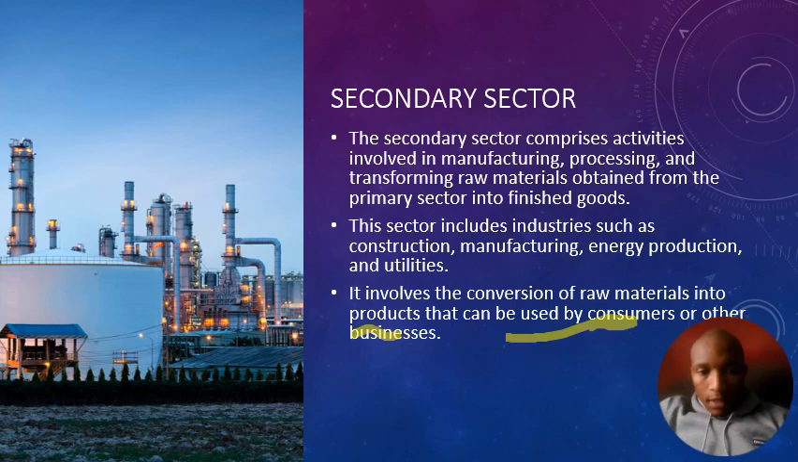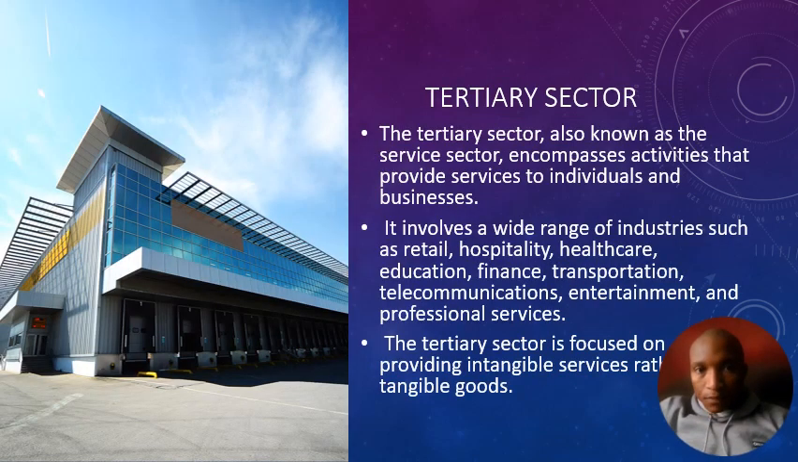Then we move to the tertiary sector. The tertiary sector is also known as the service sector. We know that we have goods and we also have services. Services are those intangible products that we pay for. They are intangible, we cannot see them, we cannot touch them, but we pay for them. For example, when you go to a salon, you pay for the services that they offered you. You cannot see or touch, but you feel. When you go to a restaurant or a hotel, you get that hospitality. You receive a service. The tertiary sector also encompasses activities that provide services to individuals and businesses.